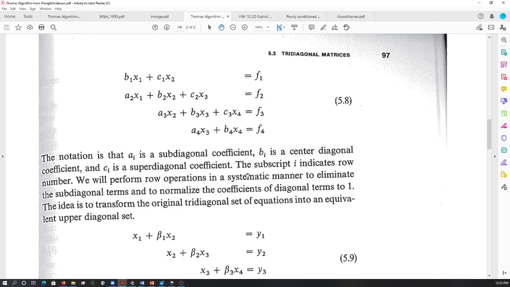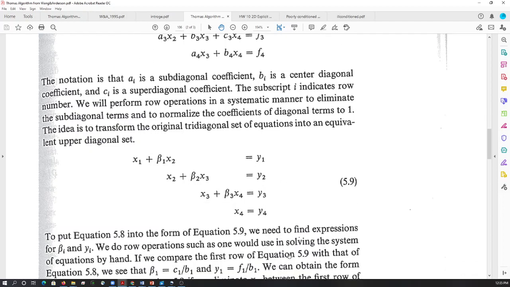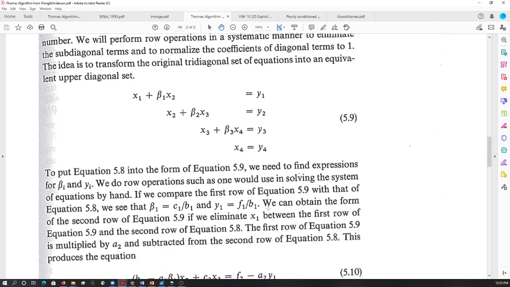It's not that hard to turn this into an upper triangular matrix. You just need to get rid of these guys. So here we are turning this into an upper triangular matrix. To do that, these are going to convert from being C's to being betas. So these are new coefficients, and these stop being F's and become Y's because we've done our row processes on them.